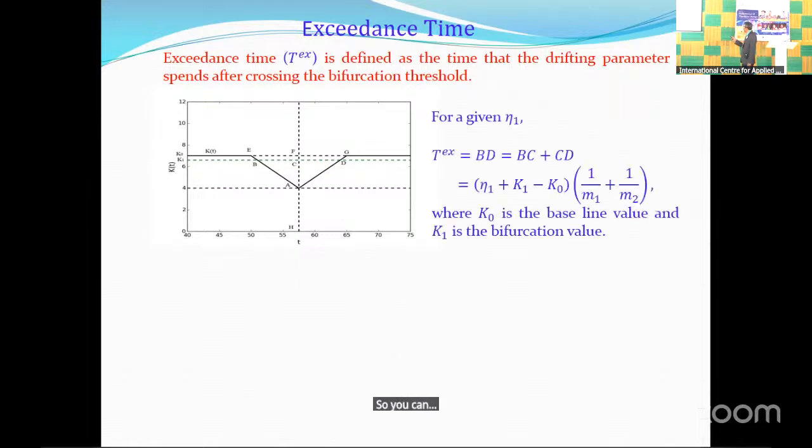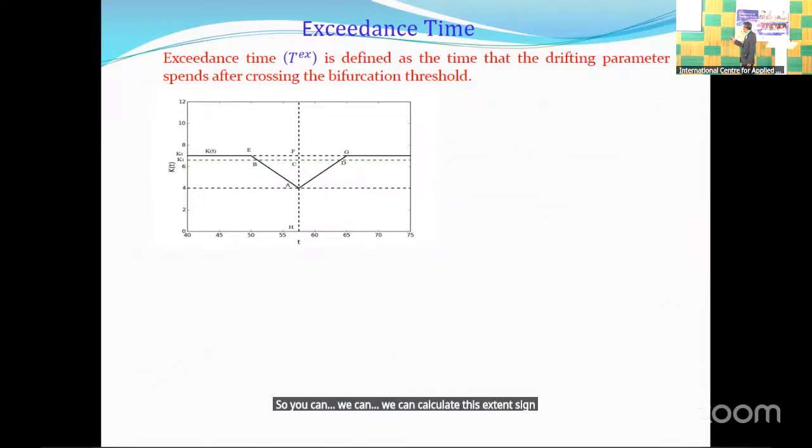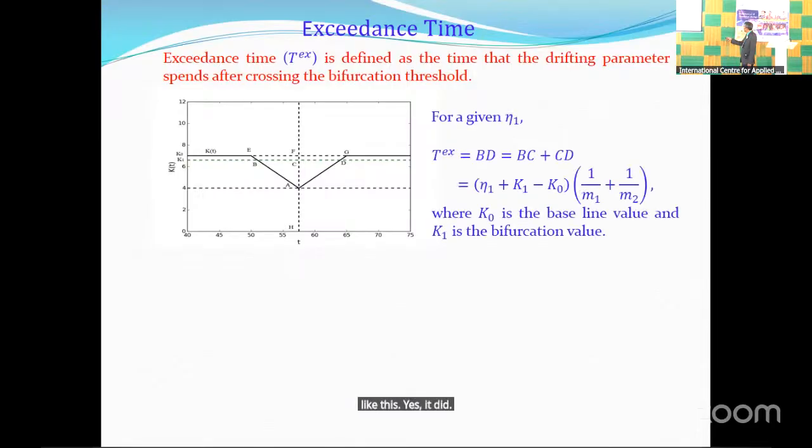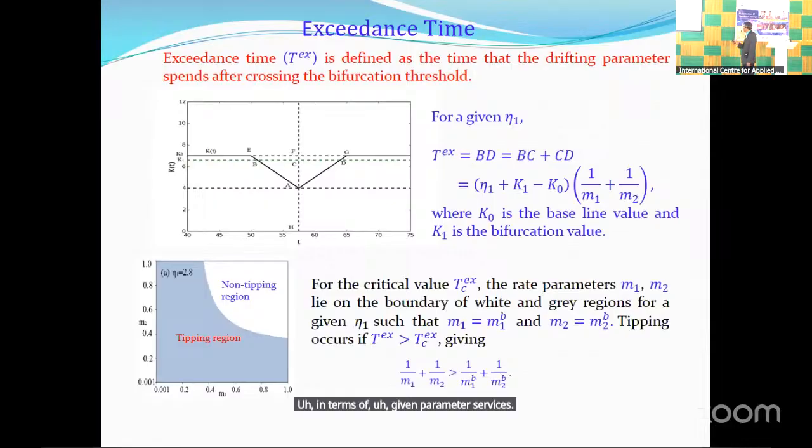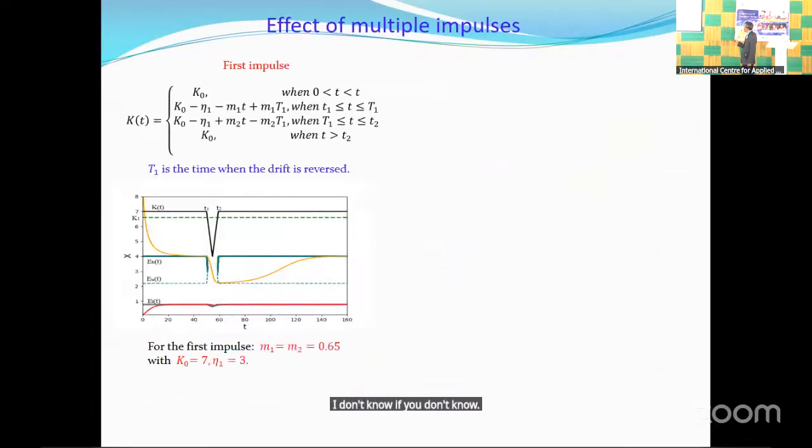So we can calculate this accident time. T accident is the time BD, and this is equal to BC plus CD, and we can calculate that in terms of given parameters of the system. And we can impose a restriction by simple calculation that if your parameter satisfies this restriction, that T accident must exceed the critical value of T accident, then your system will only tip. Otherwise, not. It will just not tip.